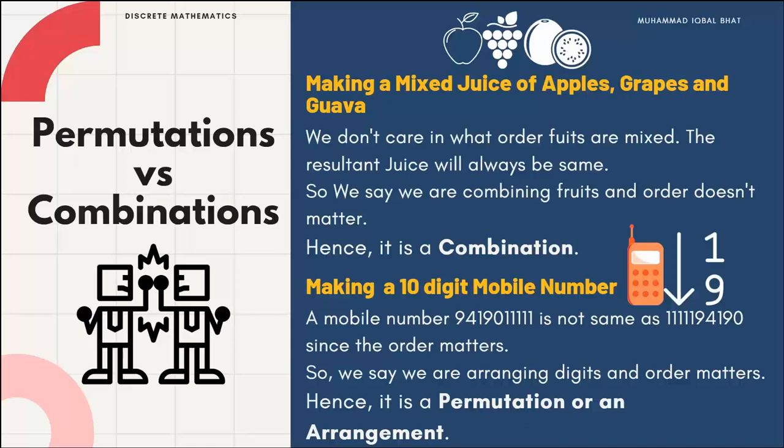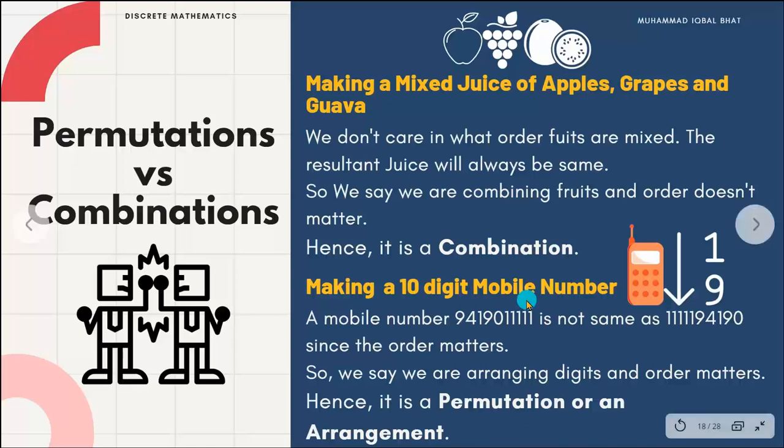Now, if you look at this problem, we don't care in what order the fruits are mixed, whether you first mix the juice of apple or grapes or guava. It doesn't matter because the resultant juice will always be the same. So here order does not matter. We are just concerned with how to combine the juices of these three fruits. So it is a combination problem, because in combination problems we are merely concerned with combining different kinds of objects or elements, and the order in which they are combined does not matter.